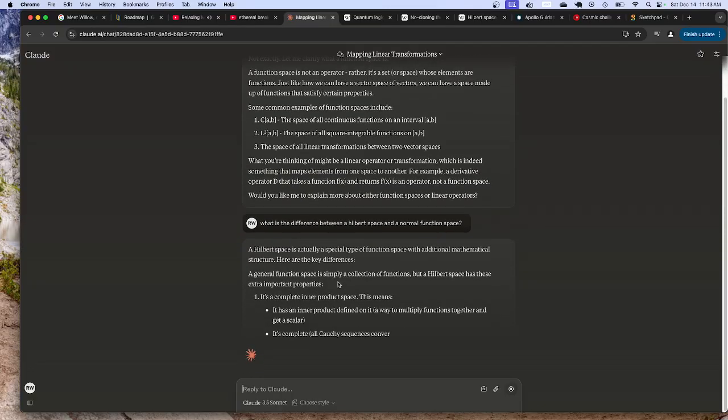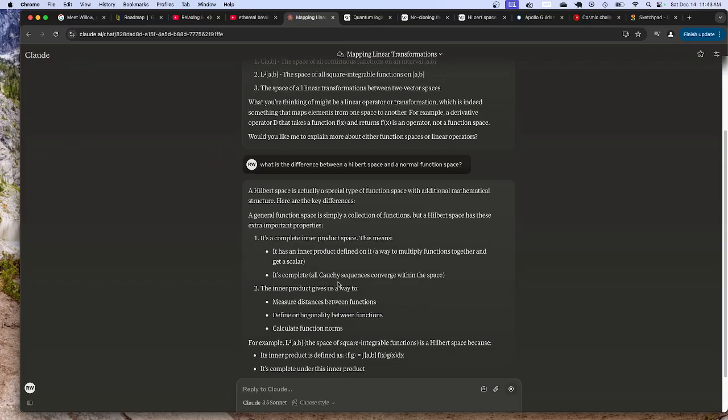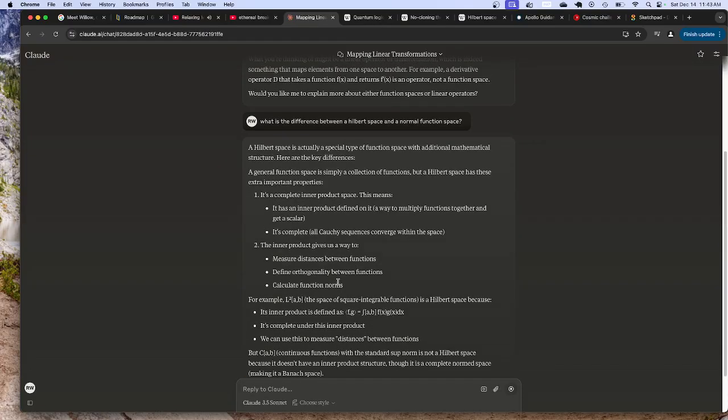Hilbert space is actually a special type of function space with additional mathematical structure. It's a complete inner product space. It has an inner product defined on it, a way to multiply functions together and get a scalar. So it's kind of like multiple spaces.